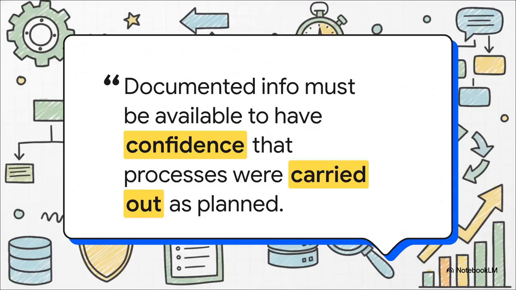But that brings up the million-dollar question, doesn't it? How do you actually prove any of this is happening? Well, the standard is crystal clear on this point. You need documented information. And look, I know what you might be thinking. More paperwork. But trust me, this is not about creating bureaucracy for its own sake. It's about building a concrete, auditable trail. It's your proof that your processes are under control and are running exactly the way you plan.